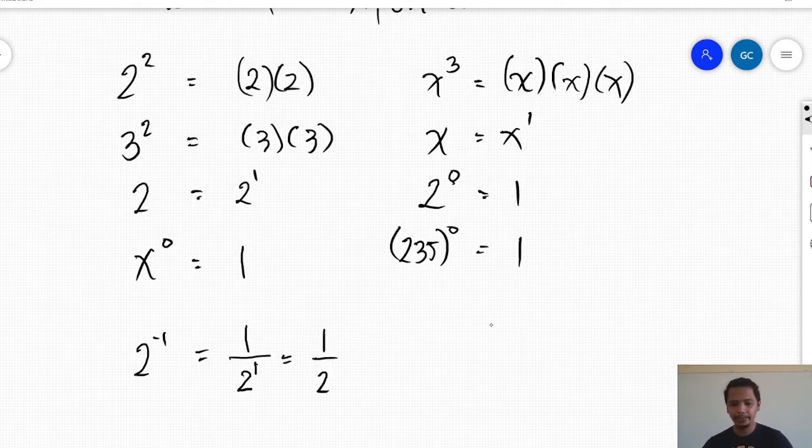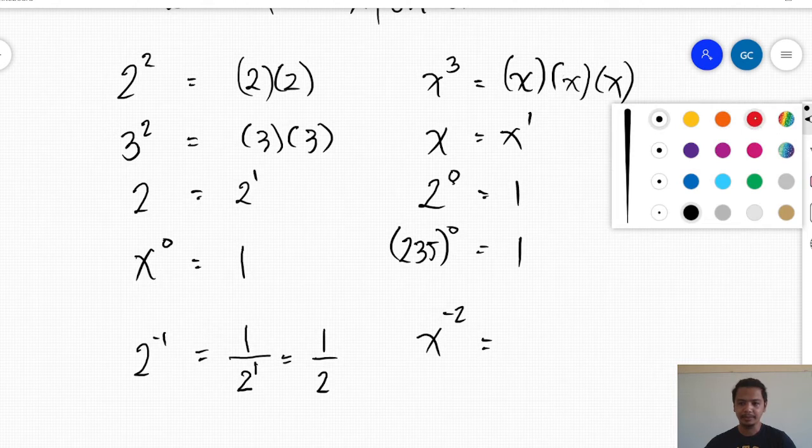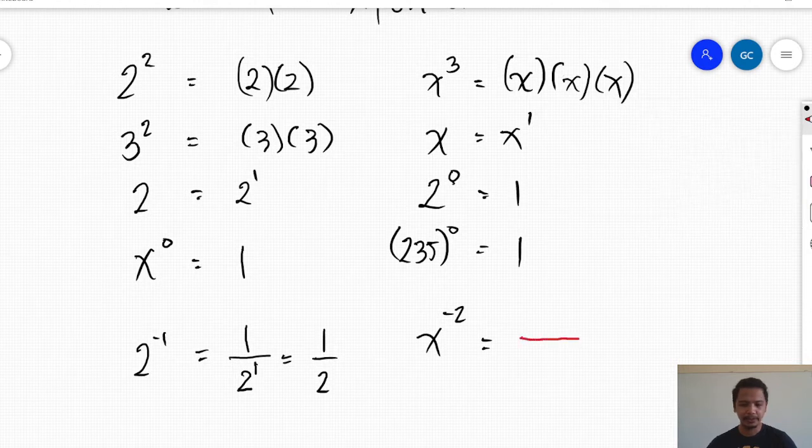Try natin sa iba. Let's say we have here x raised to negative 2. So if we have x raised to negative 2, magkakaroon ka ng fraction bar. Tapos yung x, isusulat mo lang dun sa denominator. Then, i-inverse mo lang yung negative sign. So, pag in-inverse natin ang negative sign, magiging positive. So, we have there 2. That will be 1 over x raised to 2. Okay, hopefully, malinaw na.